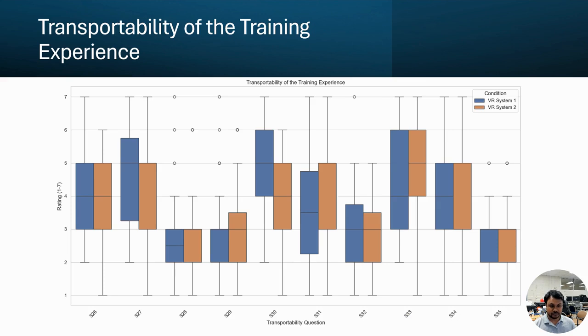And also you can see S30, I got distracted easily, S34, my mind often wanders, and S27, difficult to tune out the activities around me. In all these cases, these are negative questions, and VR1 users agreed more strongly than VR2 here.